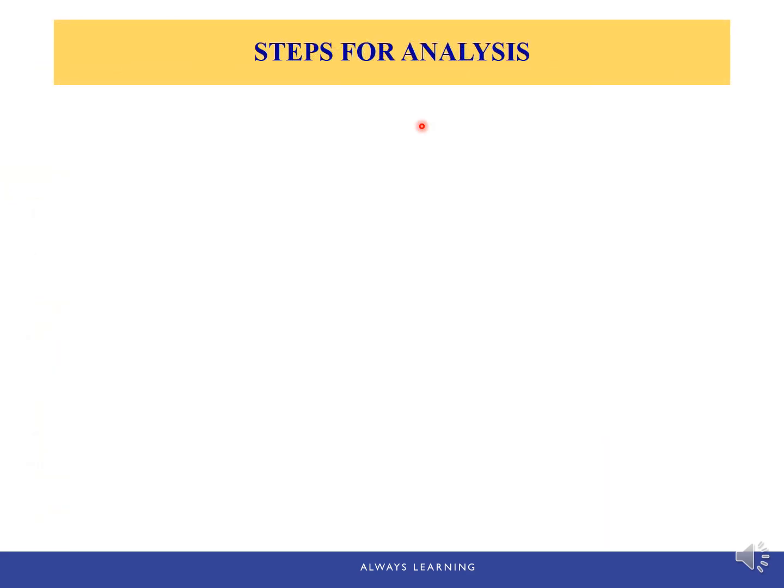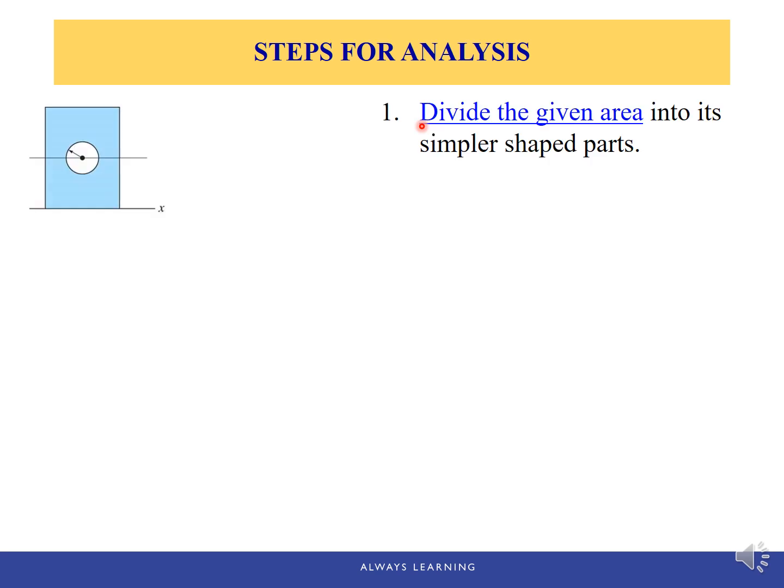Now let's summarize the steps for analysis. Step 1, we divide the given area into simpler shaped parts. In this given example, we're going to divide the entire cross-sectional area into two parts. One is a rectangle, one is the circle. But since the circle is a hole, we have to perform subtraction instead of addition.